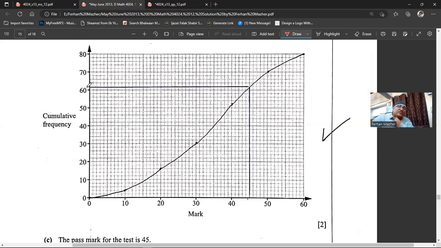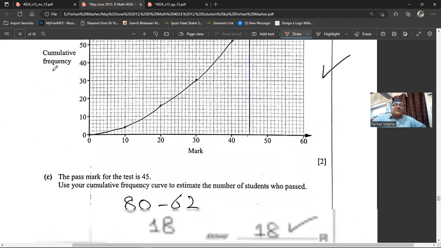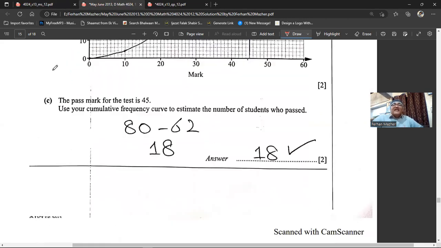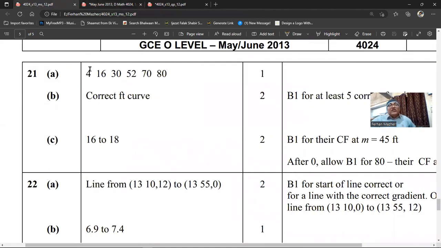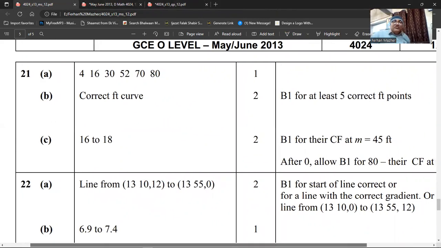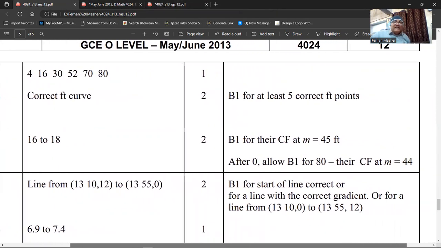So this is 62. This basically is a graph of less than. So this number 62 means the people who scored less than 45 marks are 62. But the people who have passed the exam are those who have scores more than 45. So they will be these people above the 62. So how will I find these people? That will be 80 minus 62, and that will be 18. So 18 students have passed the exam. So 16 to 18 is the right answer, sir. So I hope this marking scheme is clear to you. Let me show you so you can understand this.